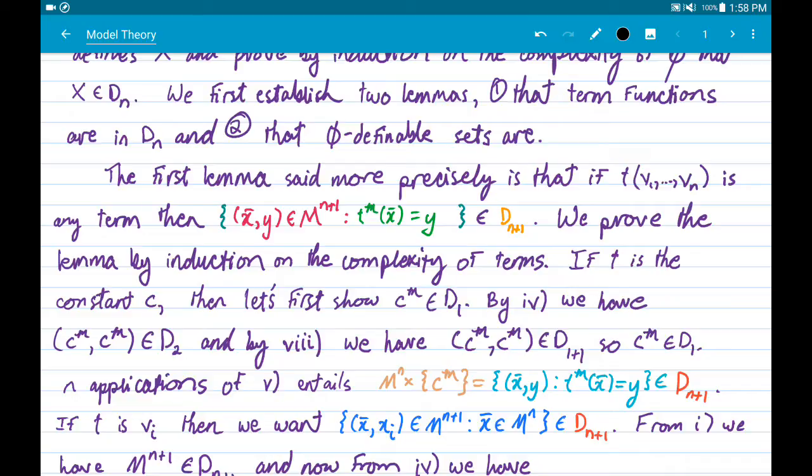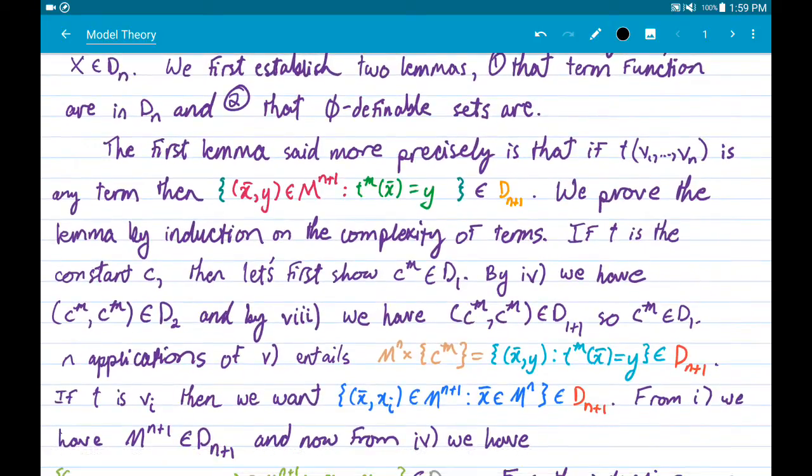proof. So the two lemmas will in fact be that every term and its associated function, recall seeing terms as defining functions, so every term function is in Dn. That's one lemma, and that empty definable sets are also in Dn will be the next lemma. Now that's almost the whole proof.